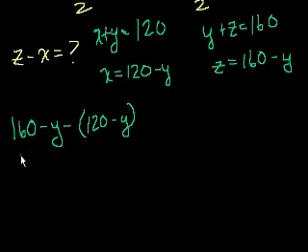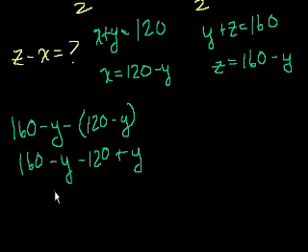So that is equal to 160 minus y minus 120 plus y. And it's good that the y's are canceling out. Whenever they give you something like this, it's usually a safe guess that if you just go forth with the algebra, nice things will happen like this. So these y's cancel out, and we're left with 160 minus 120, which is 40. And that is choice B.